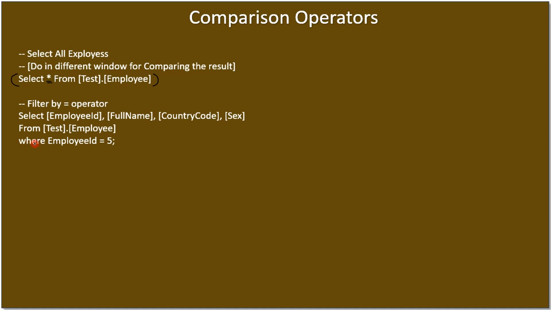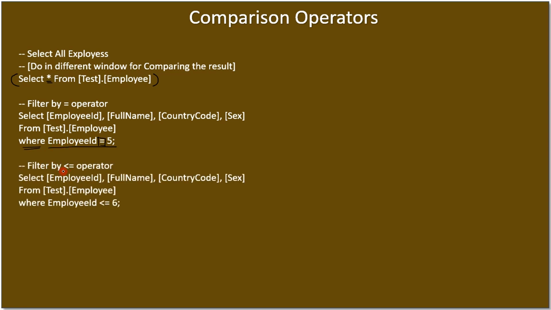Then here in the where condition, employee ID equal to 5. So here is the equal to operator, and we are stating that match the record with the employee ID equal to 5, then return that record. So the where condition is useful to filter the records by a specific operator.